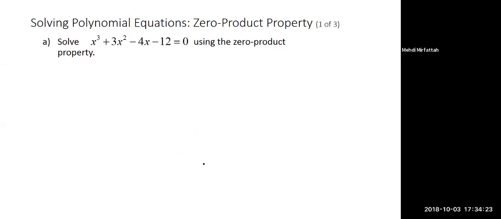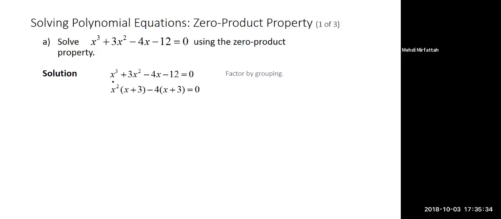We want to solve x cubed plus 3x squared minus 4x minus 12 equals 0 using the zero product property. So let's take a look at this problem. We have our equation in descending order, and we let it be equal to 0. If it's not in descending order, you can make it like that. We have x to the power of 3 plus 3x to the power of 2 minus 4x minus 12 equal to 0. Now, we can solve this by factoring if it's factorable.